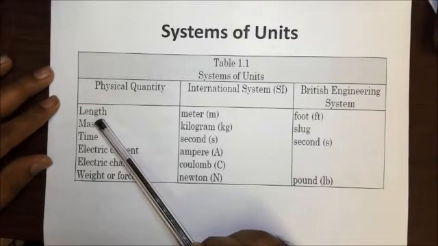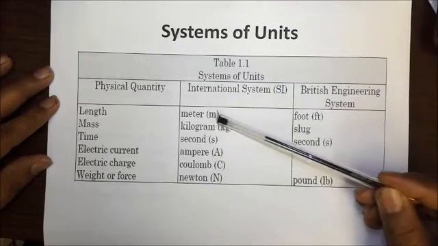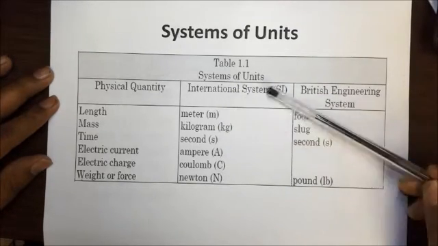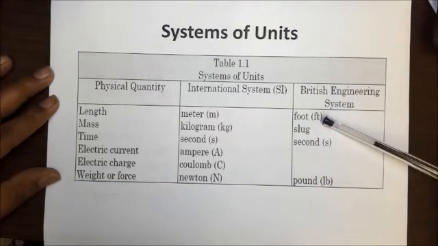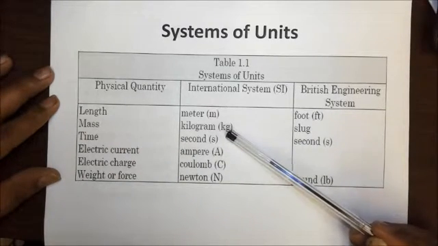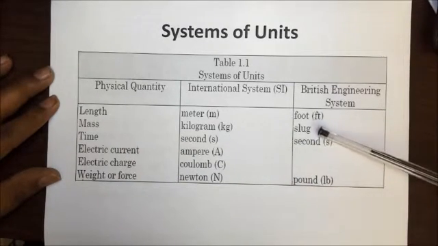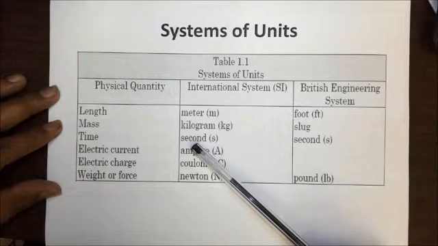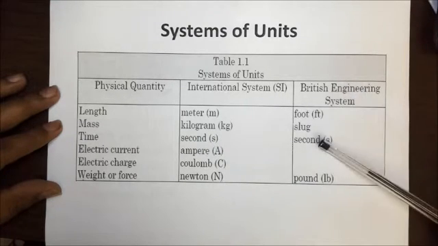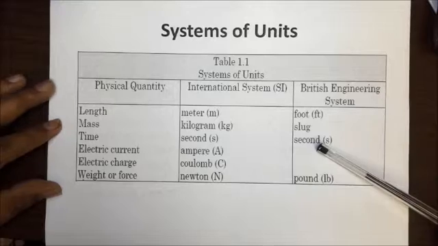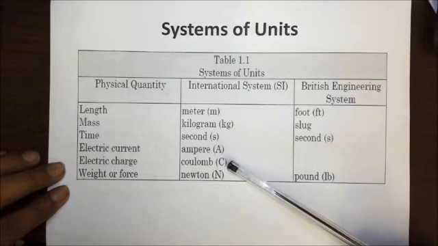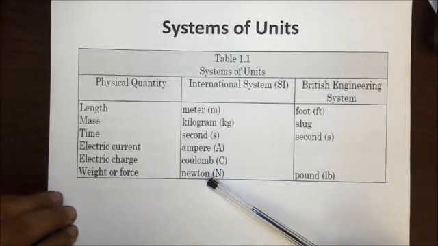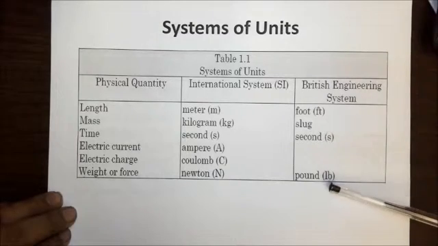Length: the SI unit is meter. SI means international system, its unit is meter, and in the British engineering system this unit is feet. Mass, the SI unit is kilogram, and in the British engineering system it is slug. Time, the unit is second, both in SI and also in the British engineering system. Electric current is ampere, electric charge is coulomb, weight or force is Newton in SI, whereas in the British system weight is pound.